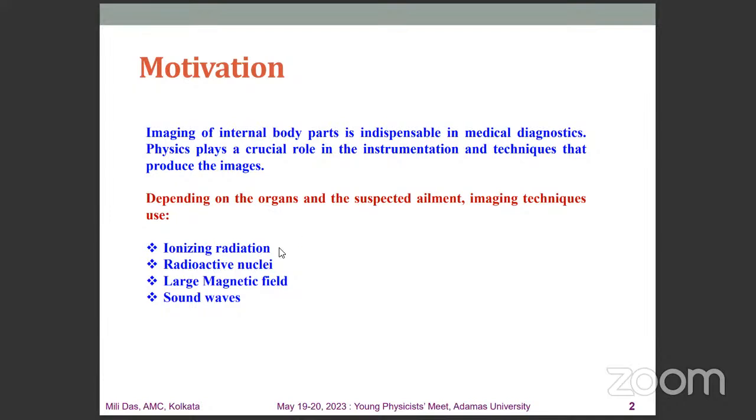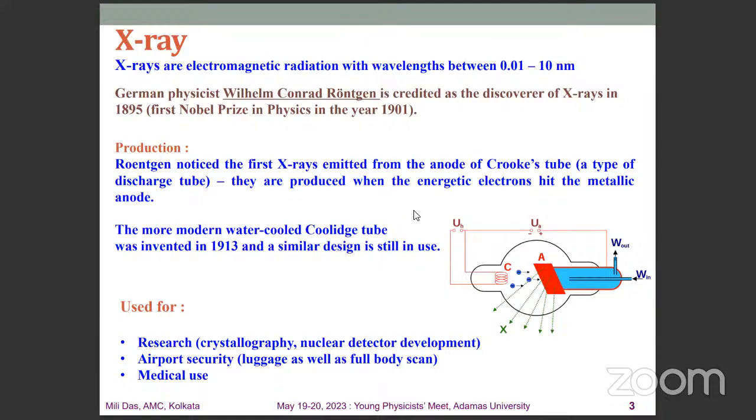You can correlate that ionizing radiation is used in X-ray, radioactive nuclei in PET, a large magnetic field in MRI, and sound waves in medical ultrasonography. Now, the next thing is the primitive imaging technique, that is X-ray.